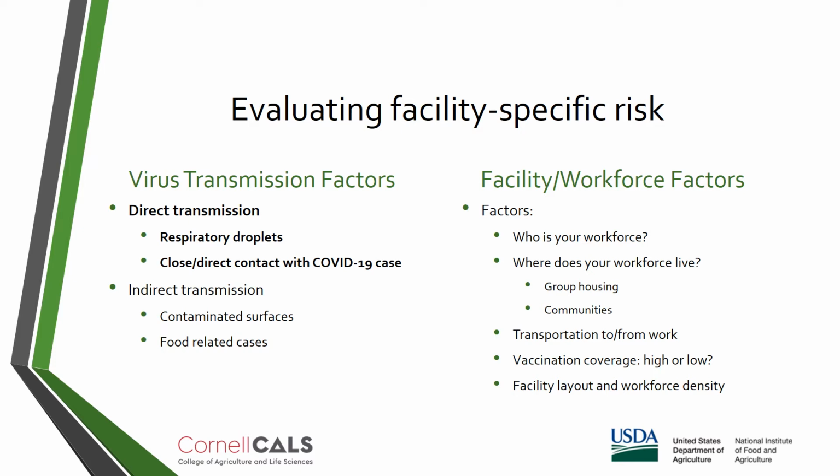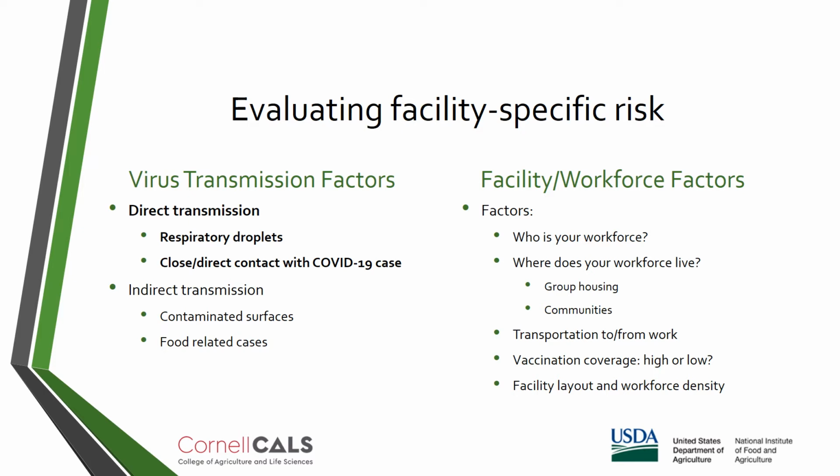So as far as indirect transmission goes, our risk is a lot less than if we have someone exposed to the virus through direct transmission. So right there, we're already thinking about probability as far as risk goes. So those are some factors that we need to consider from a virus biology standpoint. On the right-hand side, we talk about our facility and workforce factors. So things to think about there is, who is our workforce? Where are they coming from and where do they live? Are they in group housing? What communities are they coming to us from?